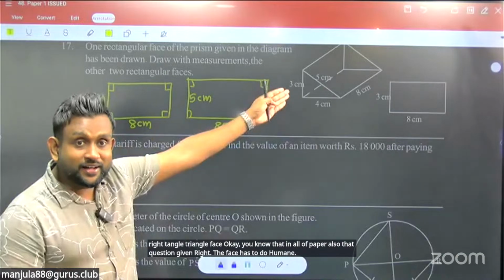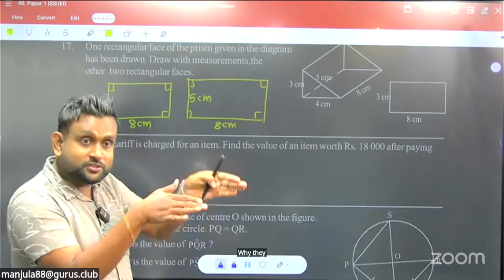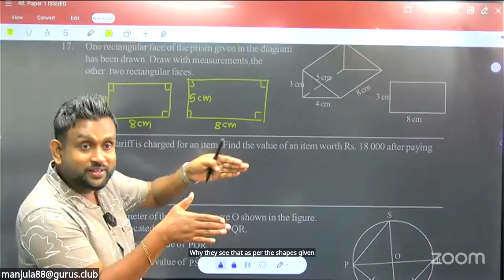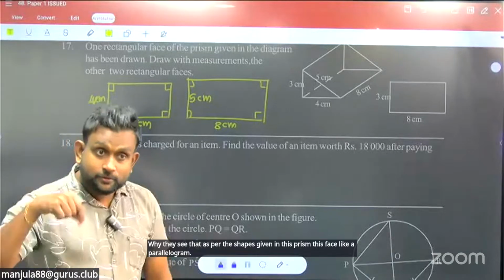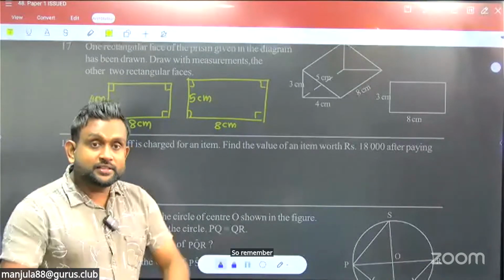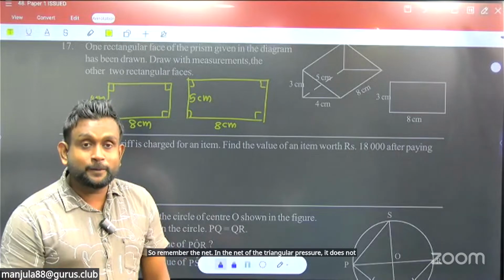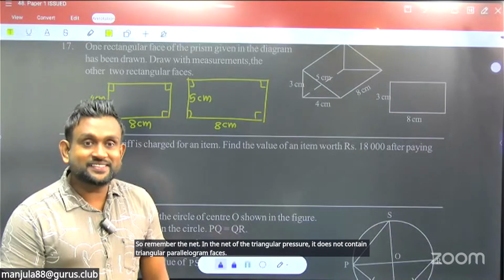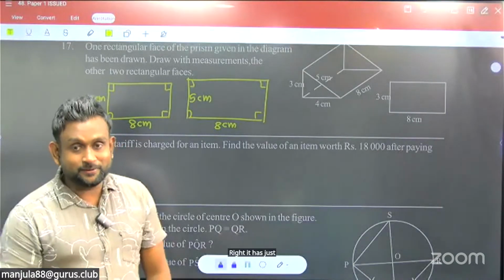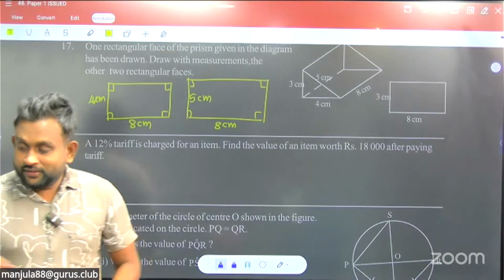Parallelogram, we draw. Are there any parallelogram here? No. Why? They see that as per the shapes given in this prism, this face looks like a parallelogram. So remember the net. In the net of the triangular prism, it doesn't contain the parallelogram faces, right? It has just the rectangles. Okay, right.